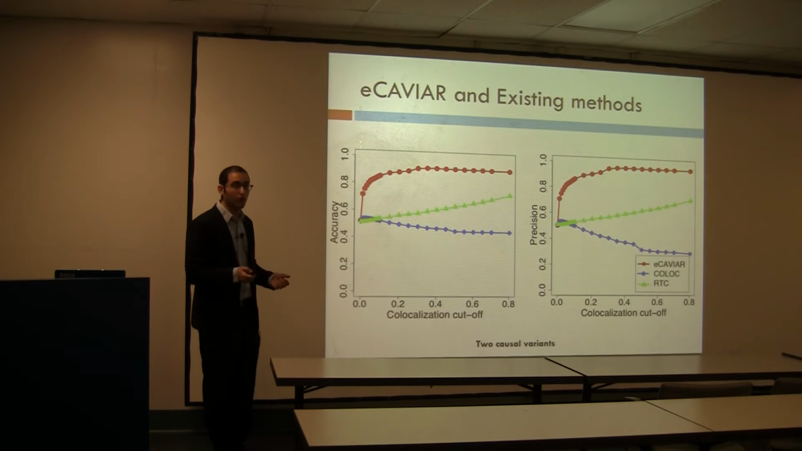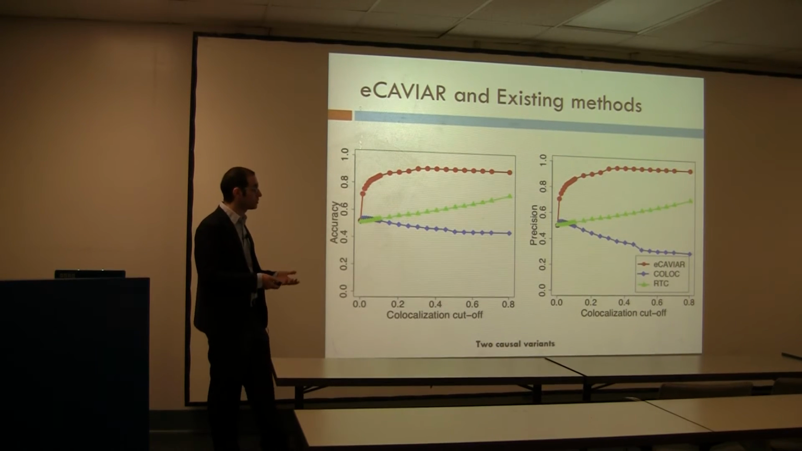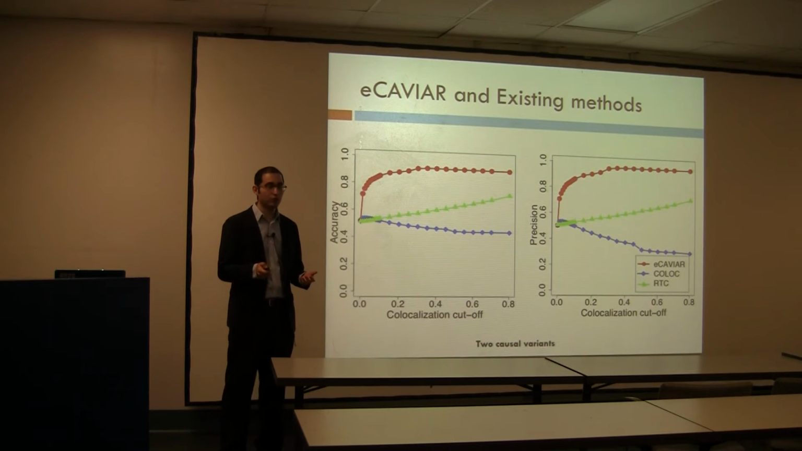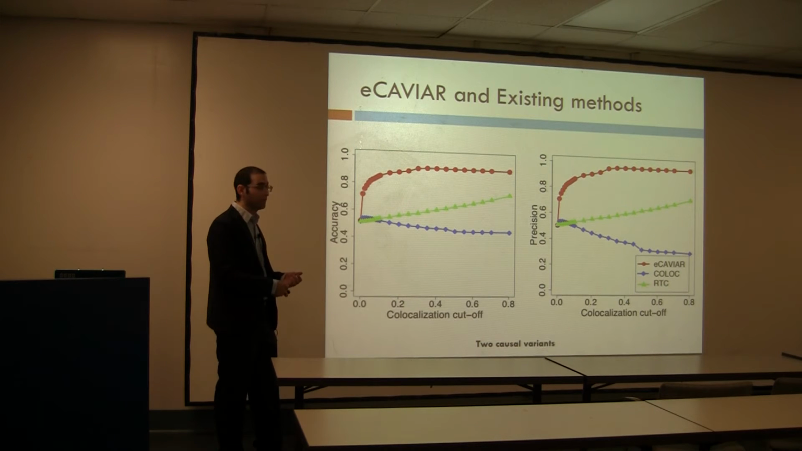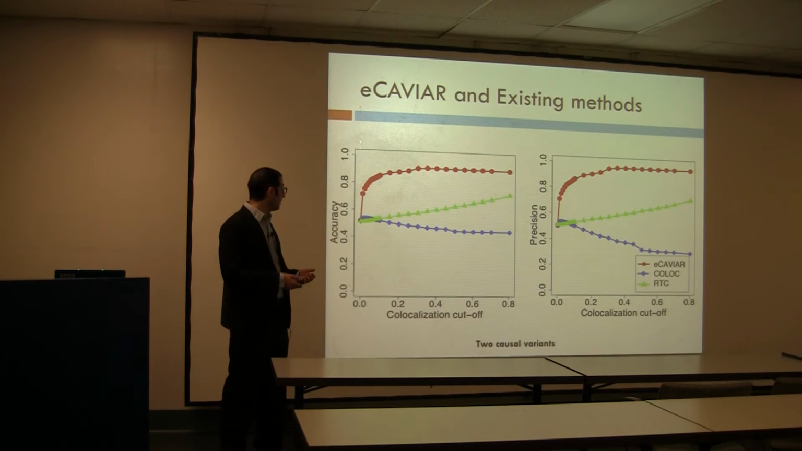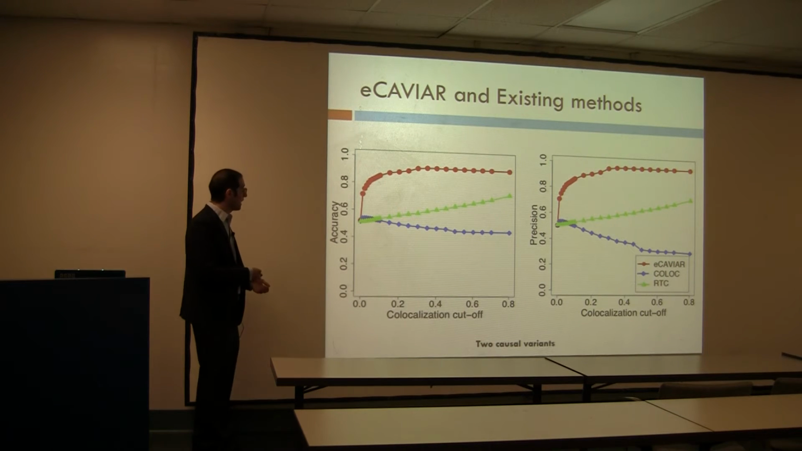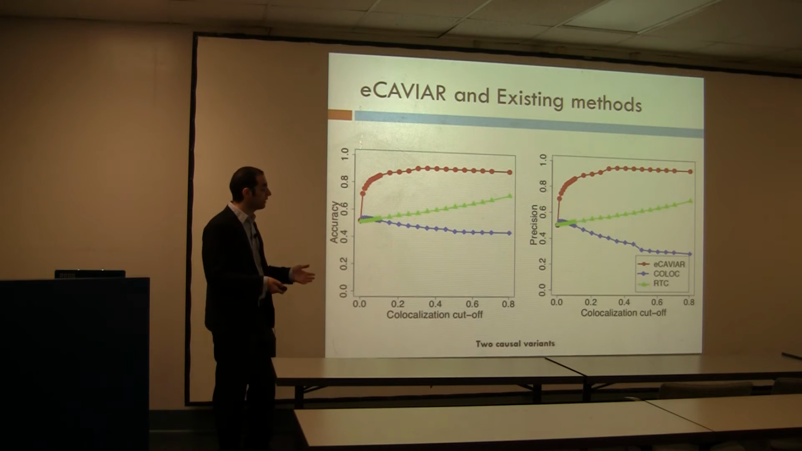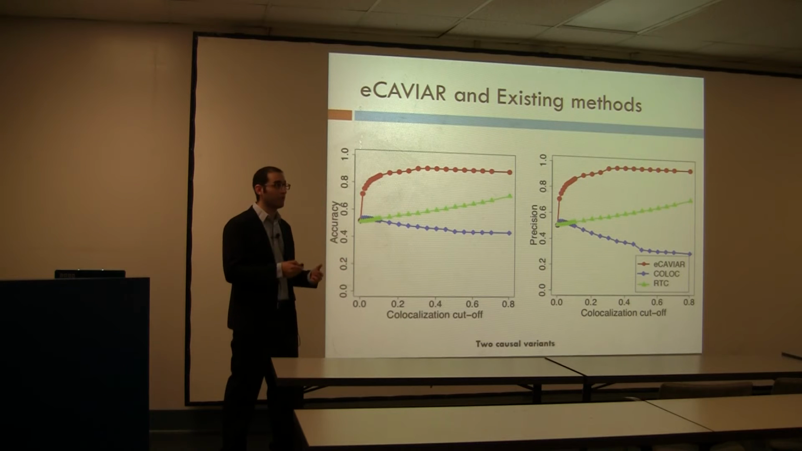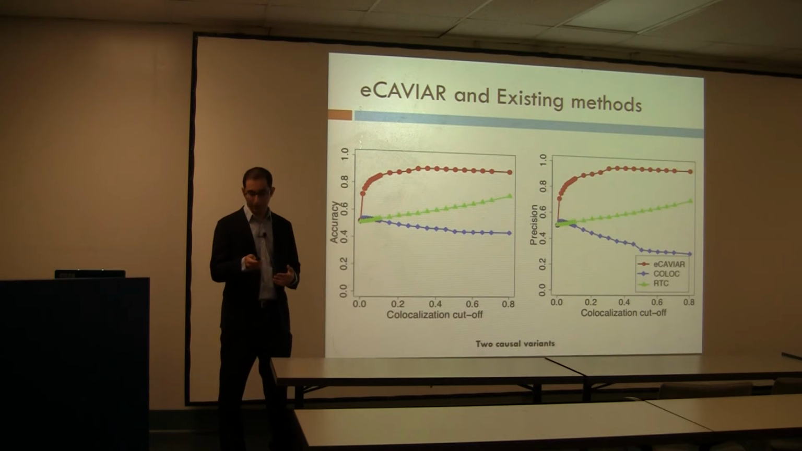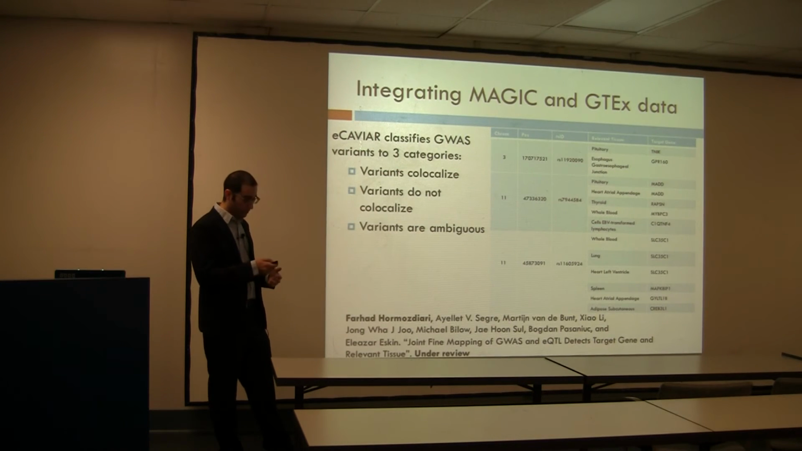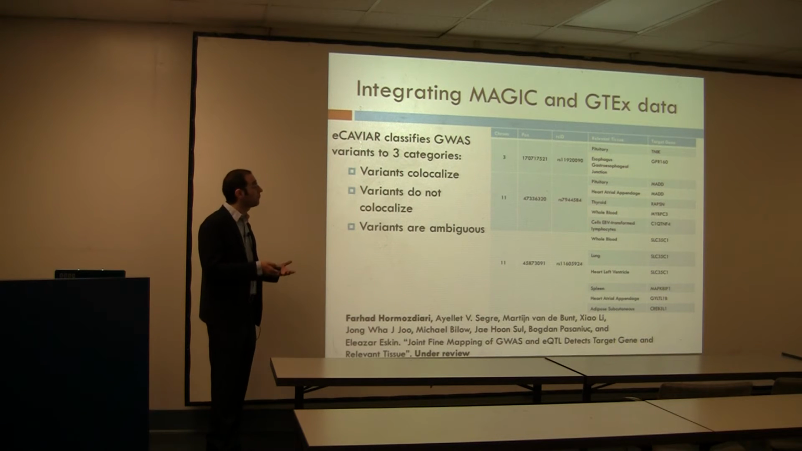I won't go into the detail of how this method works. What I want to show is how we compare it to the existing methods, COLOC and RTC, in the case where we implanted 2 causal variants in the region. I'm showing the accuracy, precision, and recall rate of our method compared to the existing methods. You can see our method has higher accuracy and precision compared to the existing methods. I'm not showing the recall rate, as all 3 methods tend to have a very high and similar recall rate. So what we want to do is run our method on a real data set.